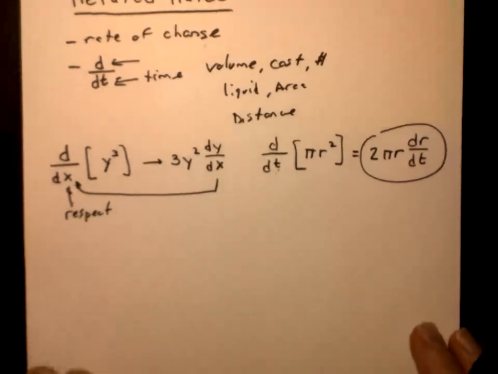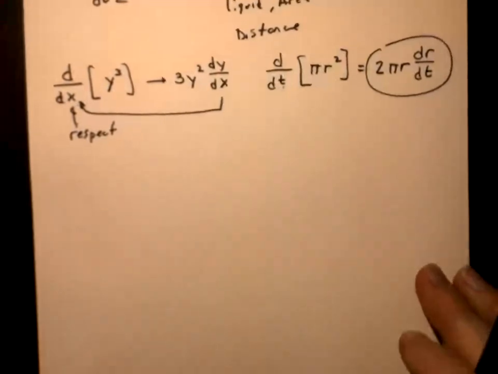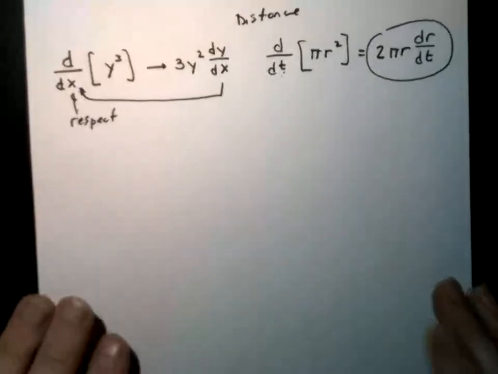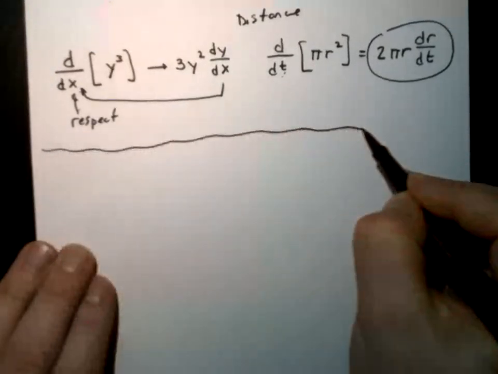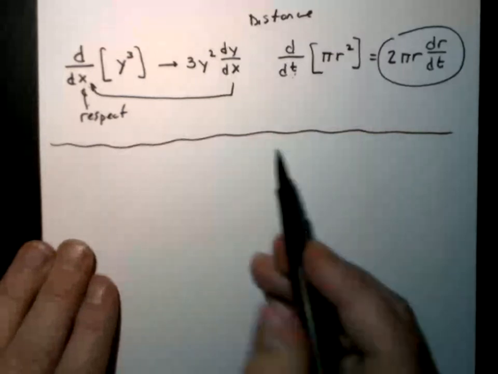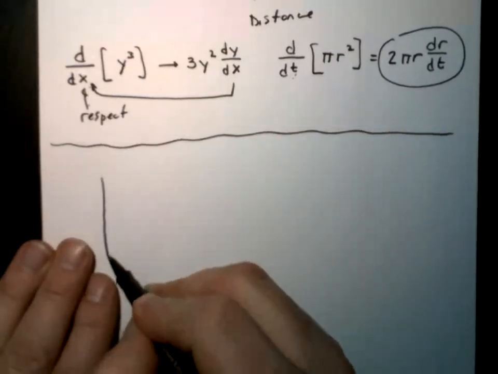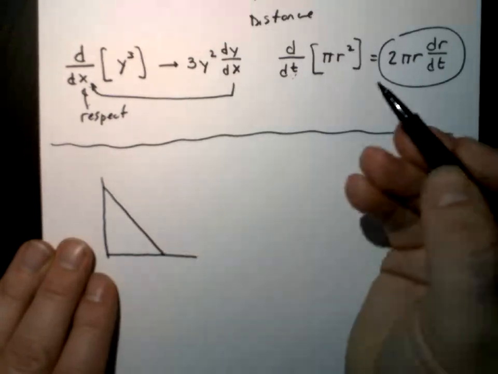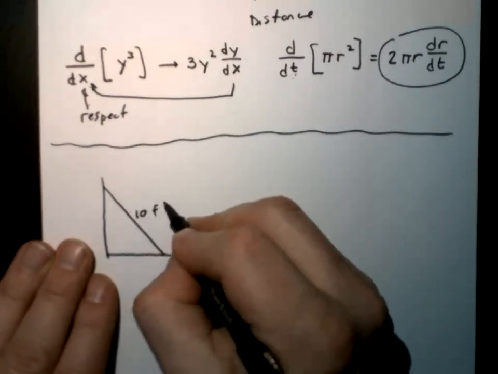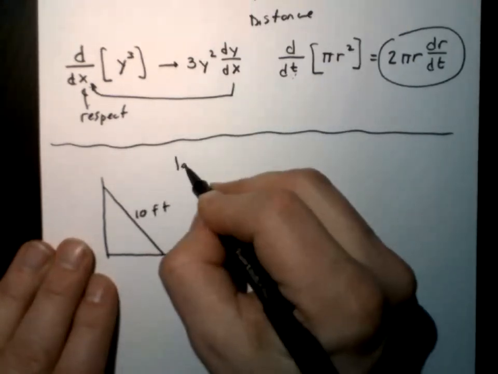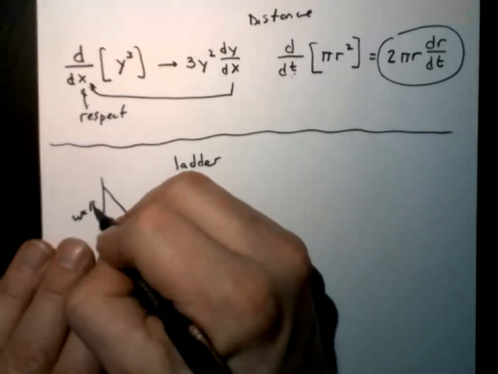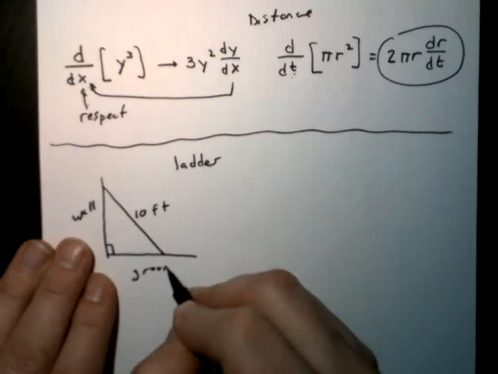So let's do a couple word problems because I know that those are the hard ones. So let's do a simple one first. Let's do an example here. All right. So let's say you have a ladder leaning against a wall. So here's kind of a ladder, and we can call that 10 feet long. So here's your ladder. It leans against a wall, and here's the ground.